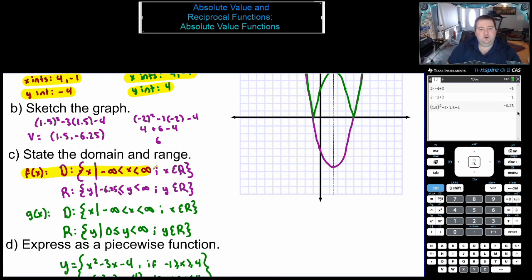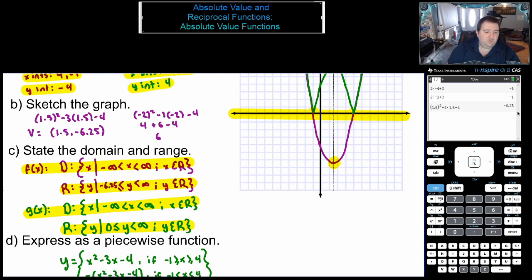Okay, so what's our domain and range? Well, the domain is all real numbers, and that's for f of x and g of x. It doesn't change, right? For our range, we have a minimum value at negative 6.25. So y can be greater than or equal to that value and less than infinity, and it's, of course, an element of real numbers. For our g of x, it's a little bit different, right? We cannot be less than 0. So here we would say y is greater than or equal to 0 and less than infinity, of course.